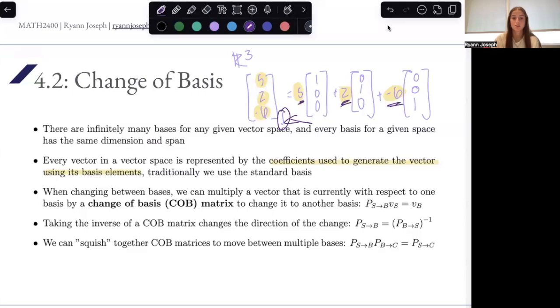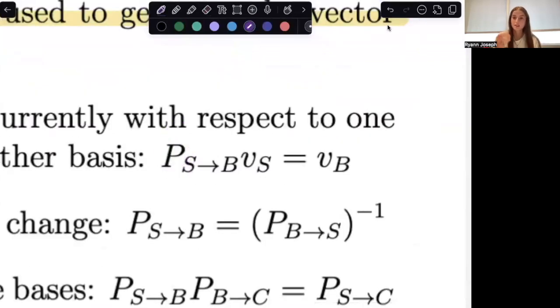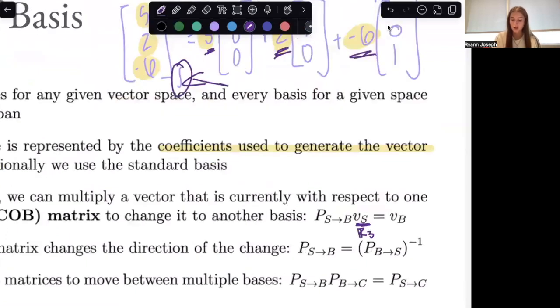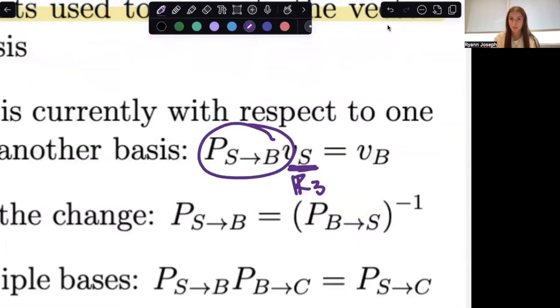When we change between bases, we can multiply a vector that is in one basis by a change of basis matrix, which we usually denote as a capital P, and we can change it to another basis. Looking at this computation, let's imagine R3 again. We can take something in R3 with respect to the standard basis, like 5, 2, -6, and multiply it by my change of basis matrix that goes from S to B. This is going to be a 3x3. Then we will get the vector with respect to the B basis, which is going to be a 3x1. So it changes between them.